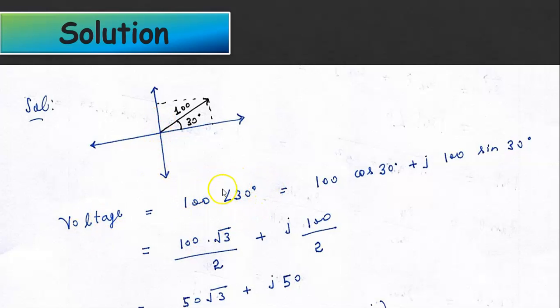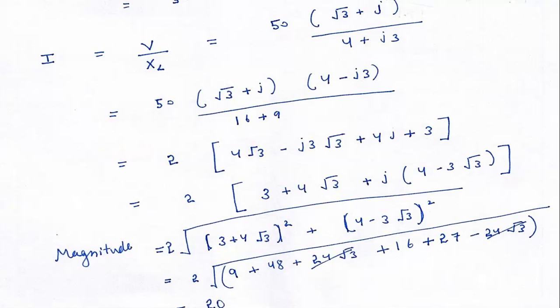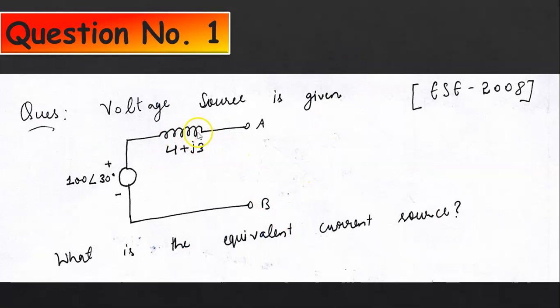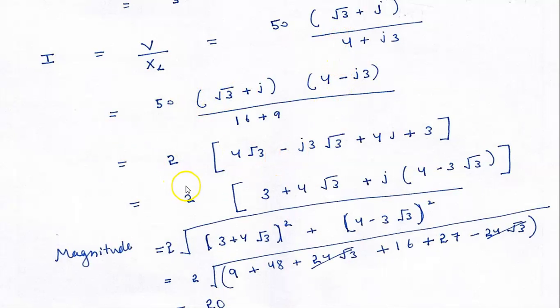In the phasor diagram it is shown. So it will be 100 cos of 30 degrees plus j 100 sin of 30 degrees, which comes out to be 50 root 3 plus j 50. Current is given by V by XL. So the voltage source we have simplified, and XL is given as 4 plus j 3. On simplification it will be like this, and its magnitude comes out to be 20. So by looking at the options given, we can just pick the right answer.